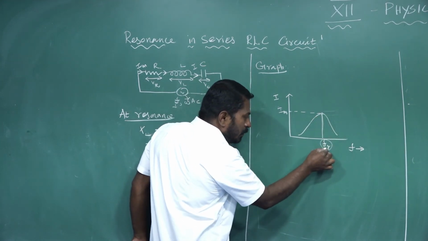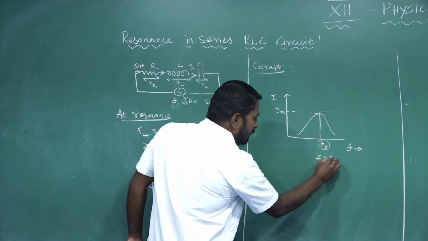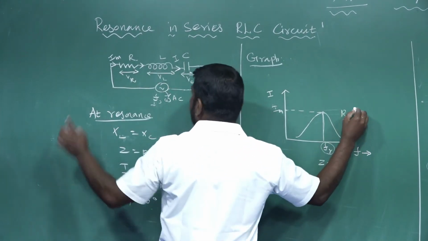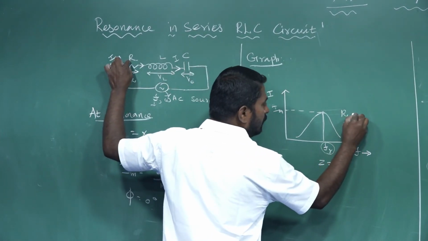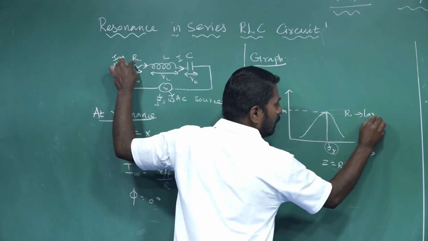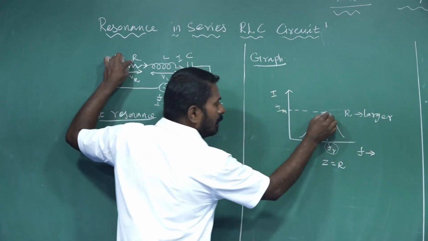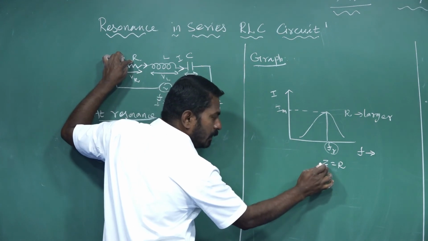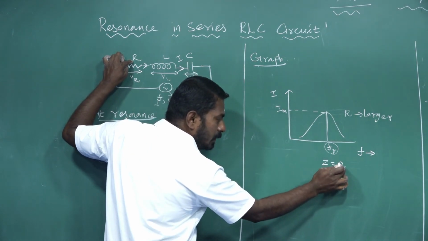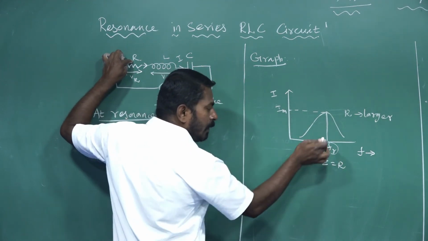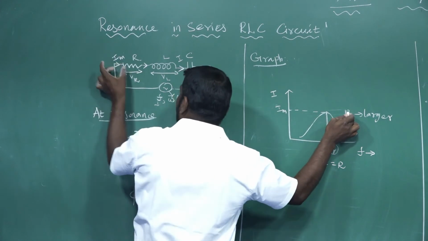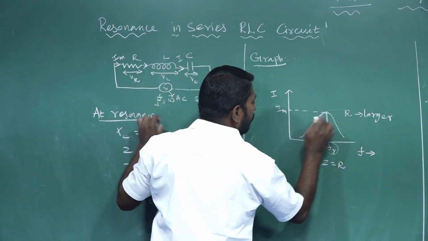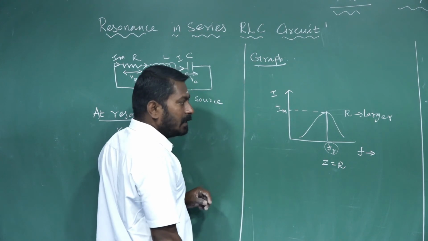At that resonant frequency, the impedance of the series RLC circuit is purely resistive. If the resistance is a larger value, the current is a lesser value. After achieving resonance, keep in mind that the impedance of the series RLC circuit is purely resistive. At the resonant frequency, if we put a larger value of resistance in the series RLC circuit, the current through the series RLC circuit is a lesser value.